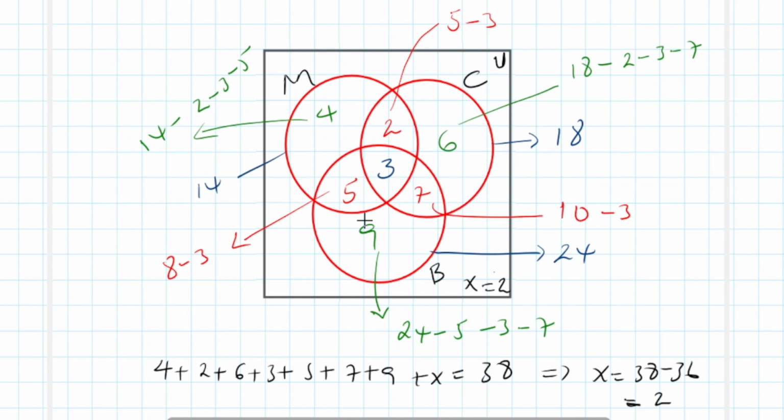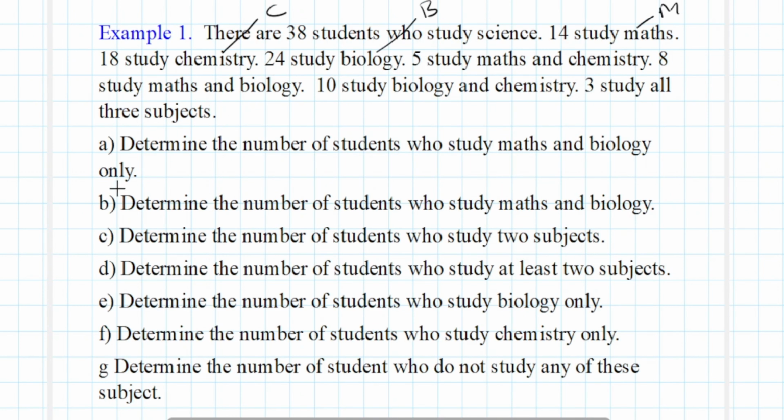Now we can answer the previous questions. Number 1, the answer is 5. The number of students who study maths and biology only is 5. B, the number of students who study maths and biology is simply 5 plus 3, which is 8. C, the number of students who study two subjects is 2 plus 7 plus 5, which equals 14.